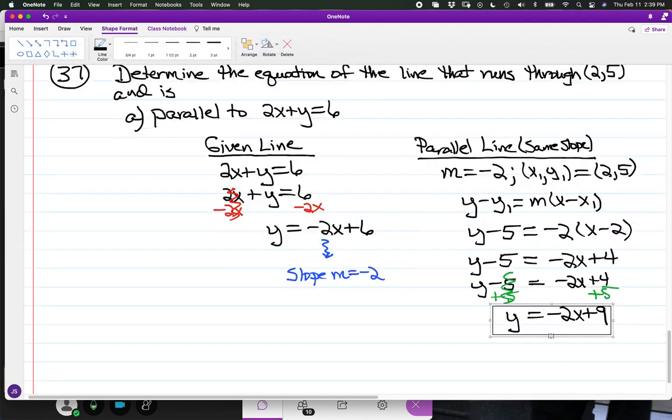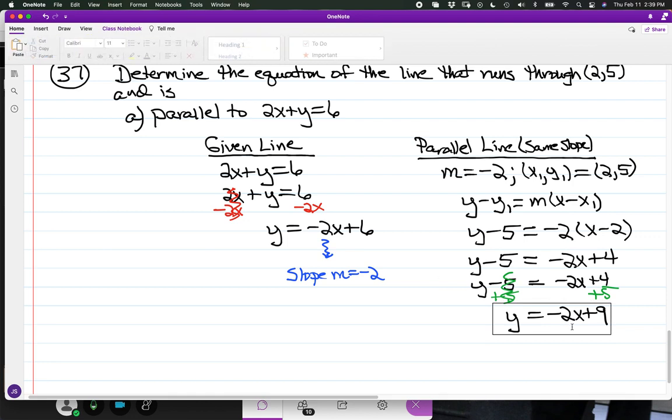Again, in the slope-intercept form, we still have the slope at negative 2, and checking for the consistency regarding the ordered pair (2, 5), y is at 5, and I want the right-hand side of the equation to also be at 5. So we have negative 2 times 2 is negative 4. Negative 4 plus 9 is 5. 5 is equal to 5.